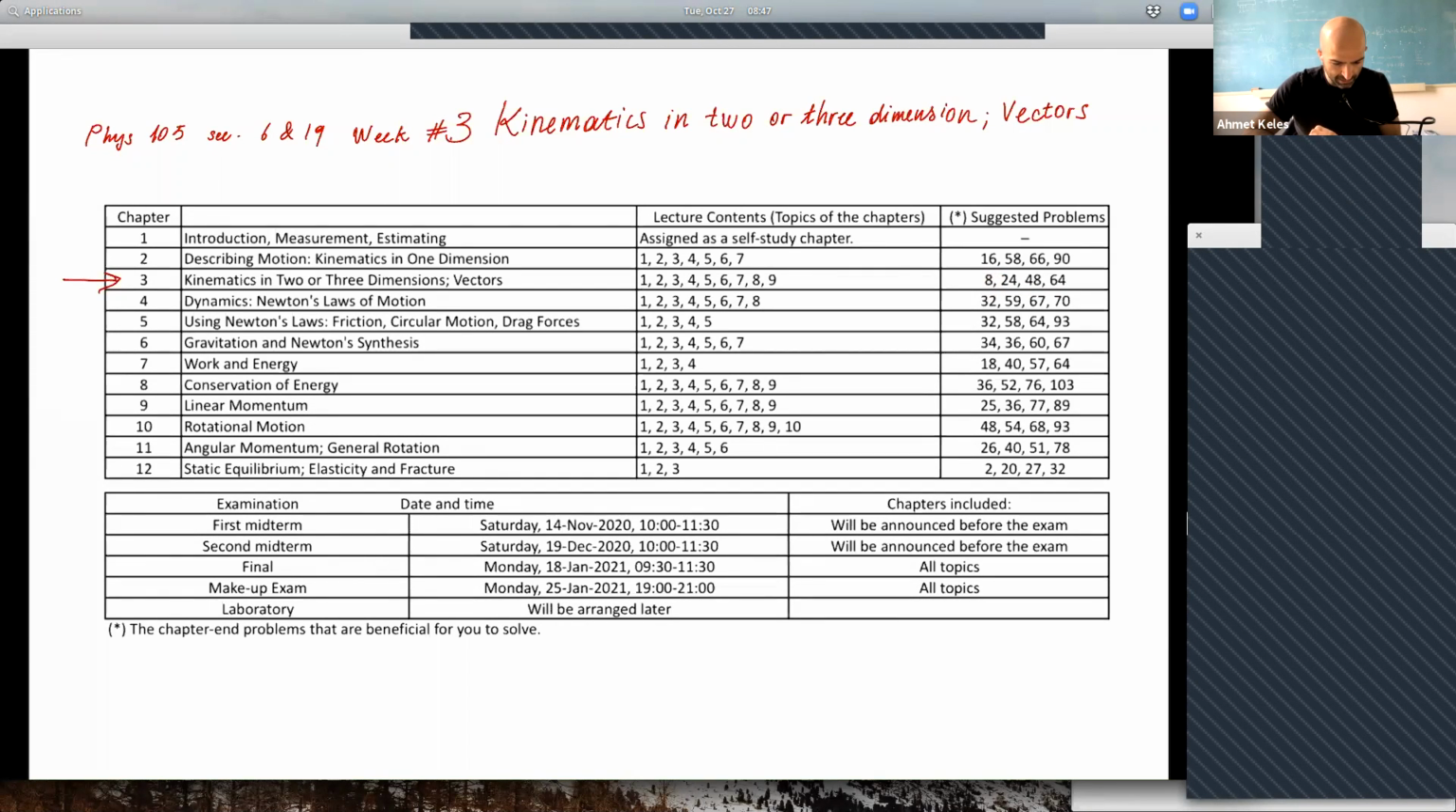So we started with introduction, measurements, and scientific methods. And then last week we started with simple one-dimensional motion, with constant acceleration, i.e. the gravitational field, like Galileo did. And now we'll do the same thing, but in a more general geometry. So, okay, let's start.